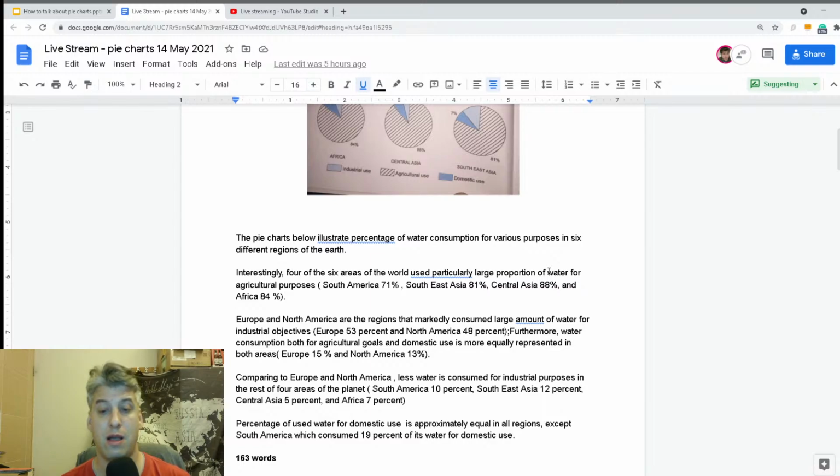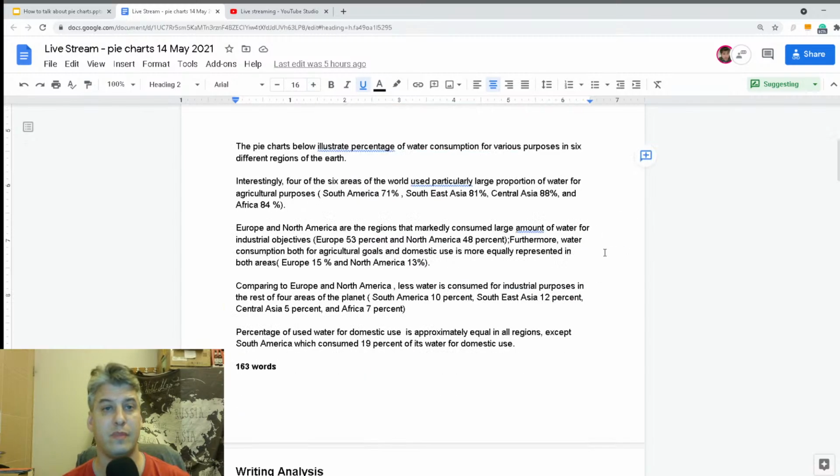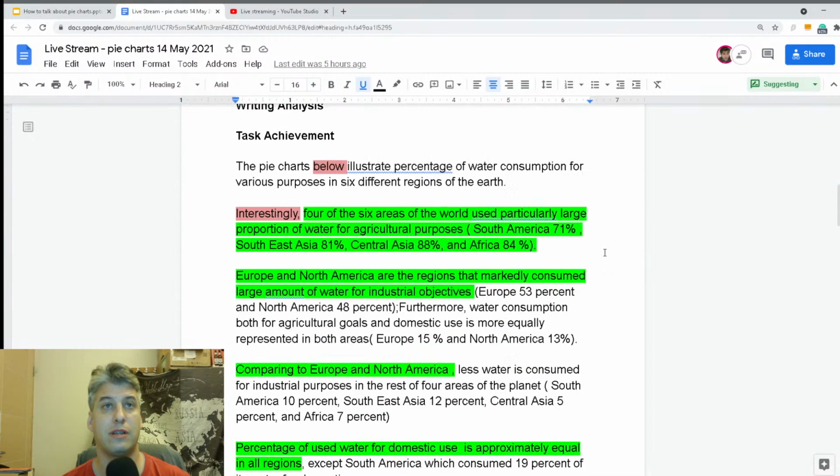Okay, so hopefully everyone can see this, and we're going to go down and have a look at task achievement. I'll read it through one time, and then for everything else I'll just focus on particular sentences. So he wrote, the pie charts below illustrate percentage of water consumption for various purposes in 6 different regions of the earth. So I'm just going to look at this at the moment from the idea of task achievement.